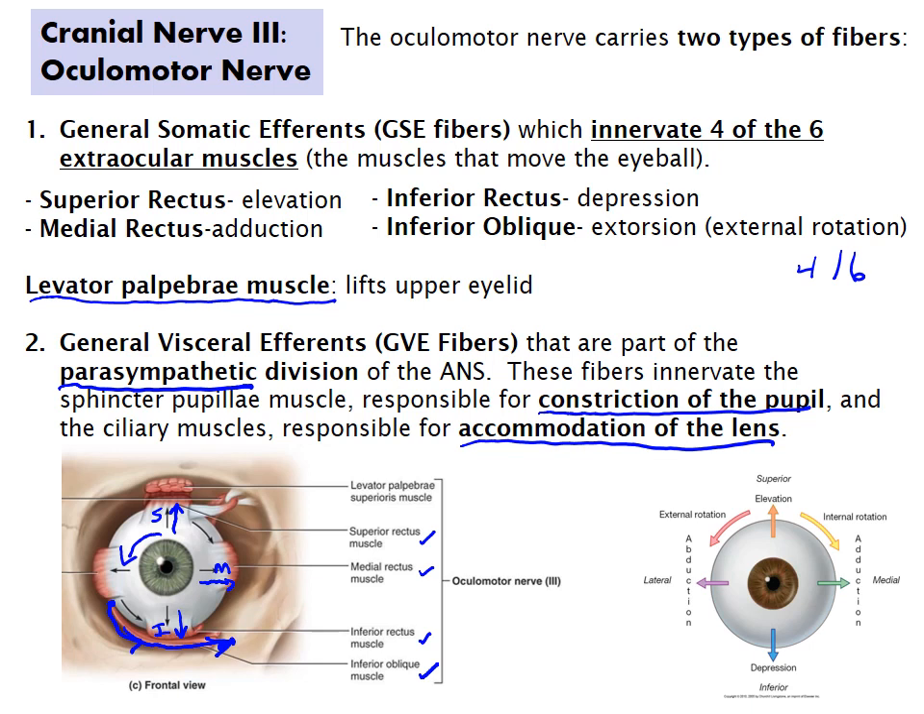And of course, constriction of the pupil happens when we go into brighter environments, especially if we've been in darker environments, so the pupil constricts. In other words, the pupil will get smaller to let less light into the eye.